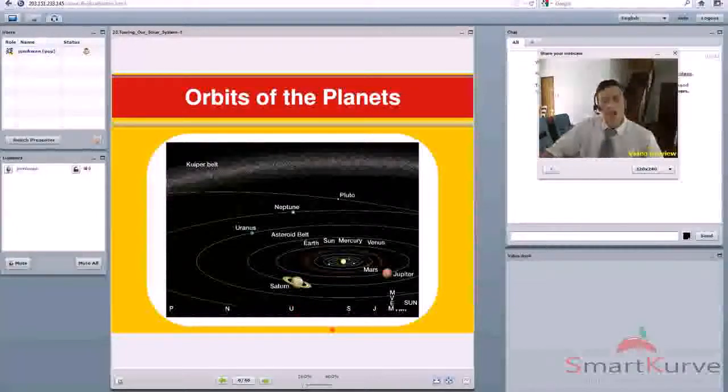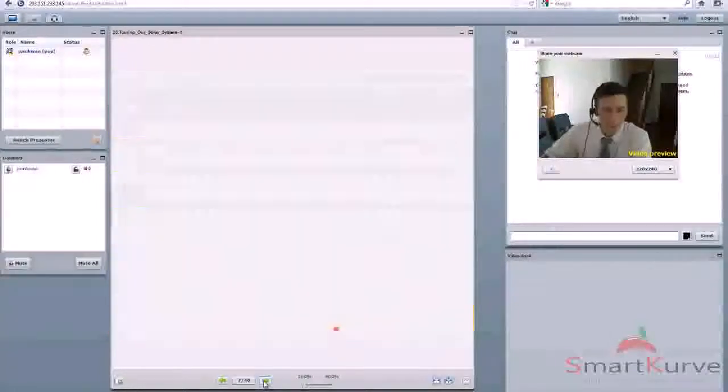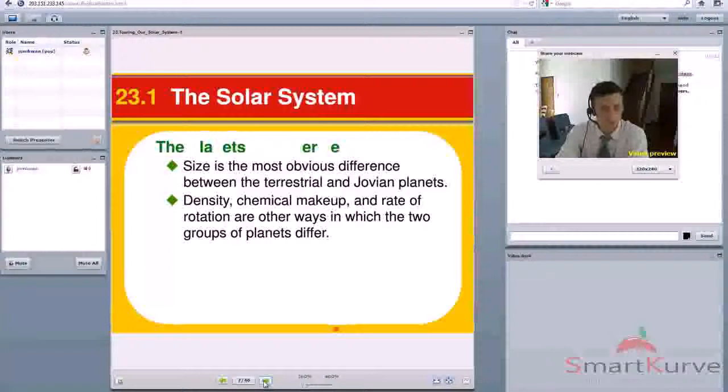On slide 7. Size is the most obvious difference between the terrestrial and Jovian planets. Obviously, the terrestrial planets, Mercury, Venus, Earth, and Mars, are much smaller, whereas the Jovian planets, Jupiter, Saturn, Uranus, and Neptune, are much larger. Density, chemical makeup, and rate of rotation are other ways in which the two groups of planets differ. And we're going to take a closer look at all of these features throughout the lesson.